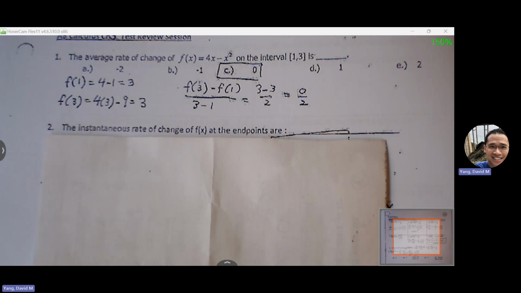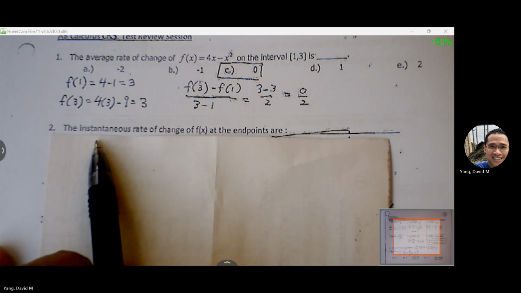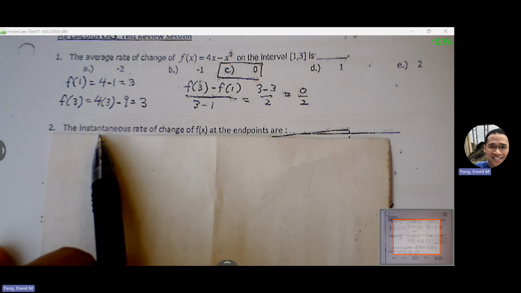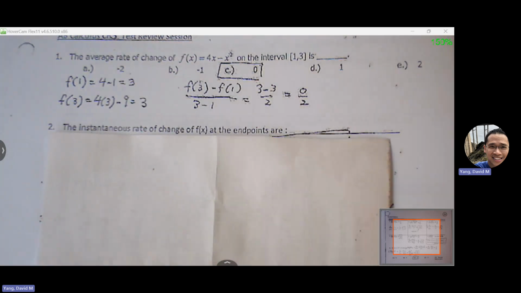Number 2: the instantaneous rate of change at the endpoints are... Now we can involve what? Derivative, yeah. Instantaneous means it's a moment in time at a very specific point on the curve. Now we want to find the slope at a point, and that requires a derivative. So we'll find the derivative, f prime, and then f prime of 1 and f prime of 3. So we're going to expect 2 answers for number 2.